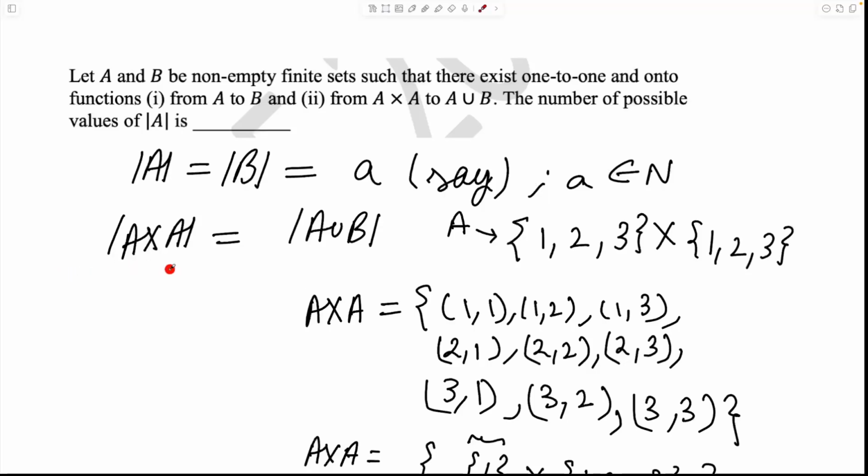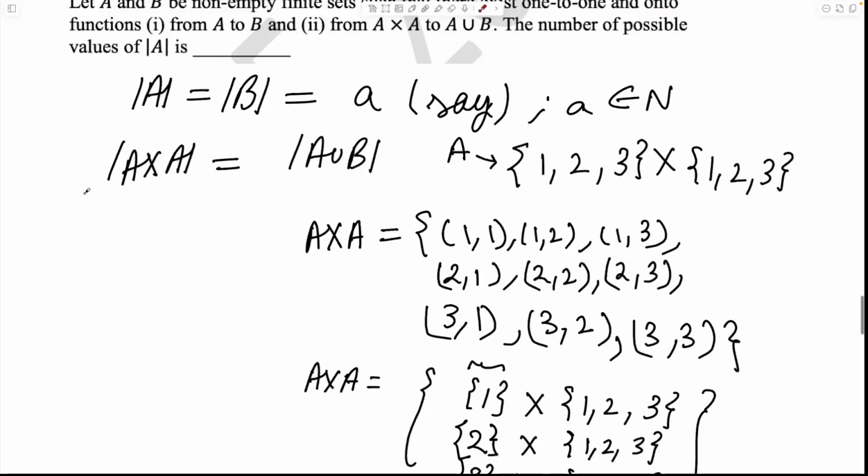Now A cross A is the Cartesian product of A with itself, right? So I hope that you must have learned the concept of Cartesian product. If you don't really have the concept of Cartesian product, I would highly recommend that you watch a YouTube video on this concept. You will find many of them on YouTube.